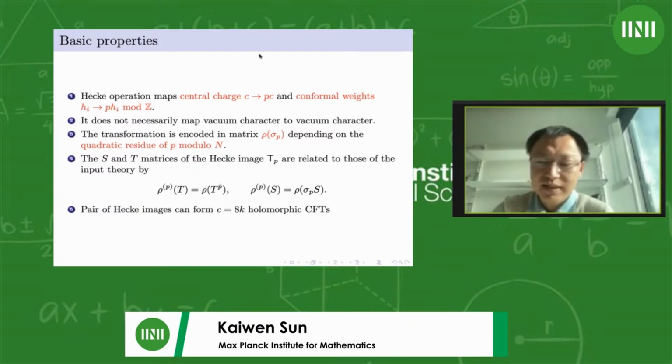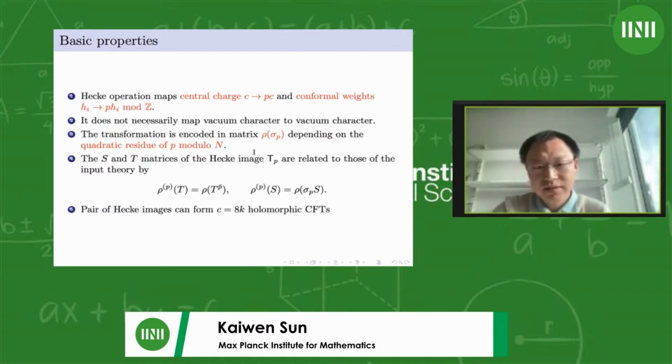Another phenomenon they noticed is that this Hecke operator does not necessarily map a vacuum character to another vacuum character. This means that vacuum characters and non-vacuum characters can mix with each other. And this important transfer matrix rho_sigma(P) depends on the quadratic residue of P modulo N, so it has a very nice number-theoretic interpretation.